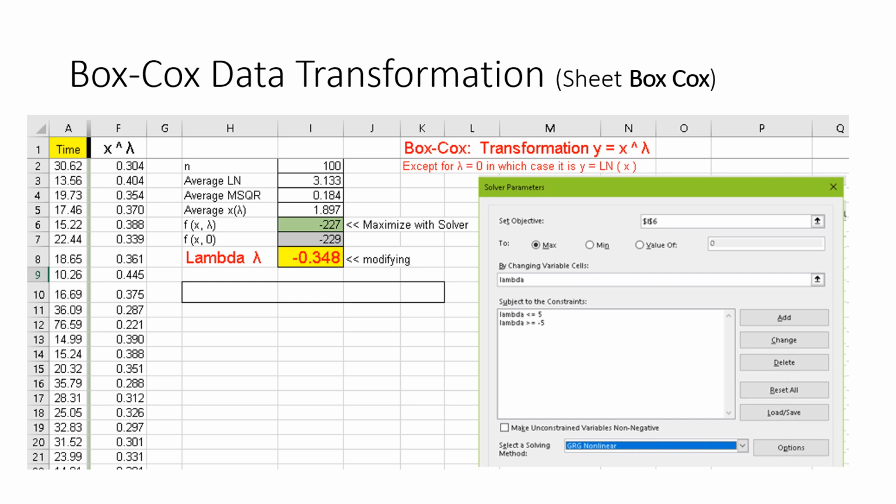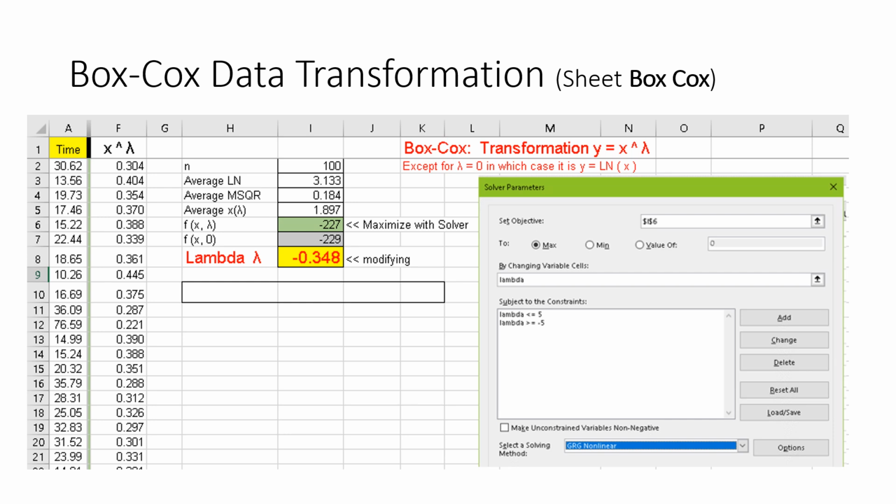This is a data transformation of the sort y equals x to the power of lambda, where we calculate the value of lambda to produce a normal distribution. We will calculate this value from the time data in column A of sheet Box Cox. To calculate lambda, we will use Excel Solver.